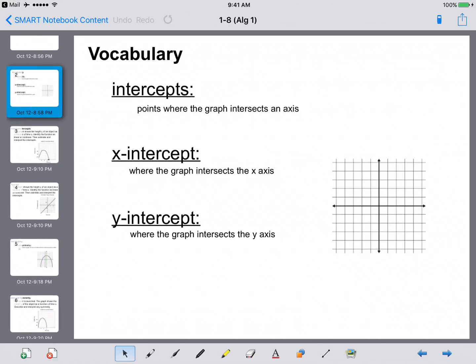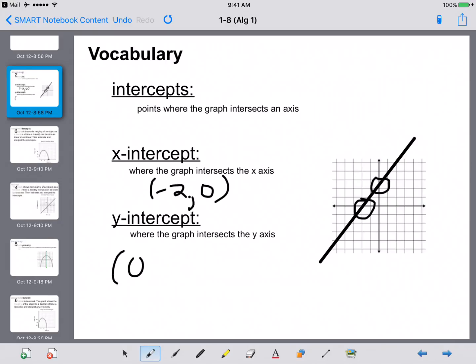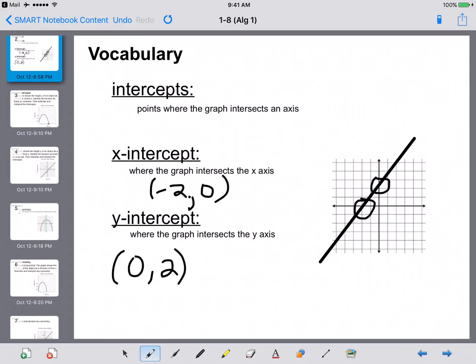So starting off, some vocabulary you need to know are your intercepts. Those are points where a graph intersects an axis. For example, this here is our graph. Our x-intercept is right here at the point (-2, 0), because that's where our point is crossing the x-axis. Then here is our y-intercept at (0, 2). For your x-intercept, the y is always 0 no matter what. And for your y-intercept, your x is always 0 no matter what.